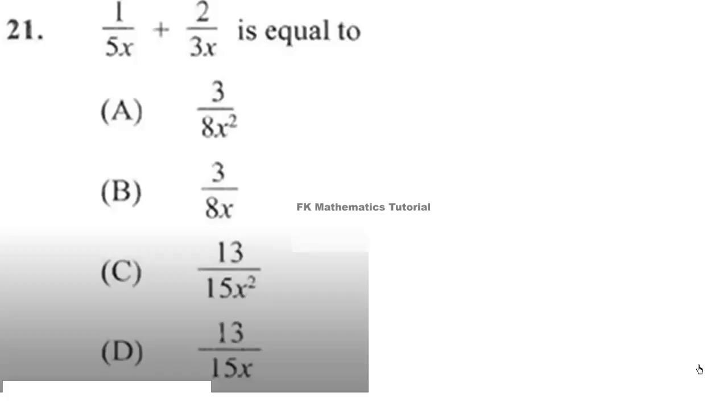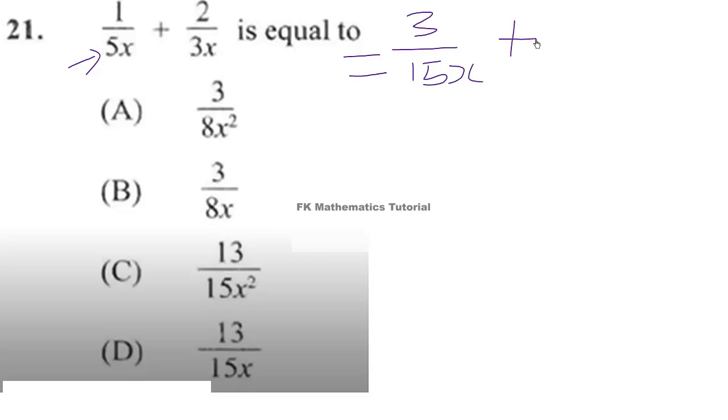So here we have question 21. We are simplifying 1 over 5x plus 2 over 3x. So we need to find a least common denominator, which is 15x. So this becomes, so what do you multiply by 5x to get 15? Is 3. So you multiply both the numerator and the denominator. So that will give you 3 over 15x.